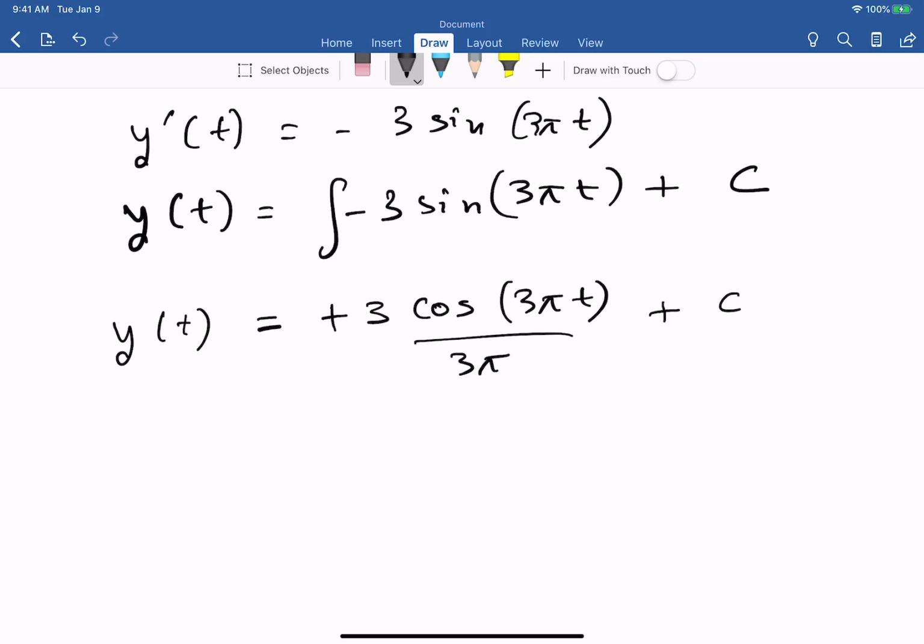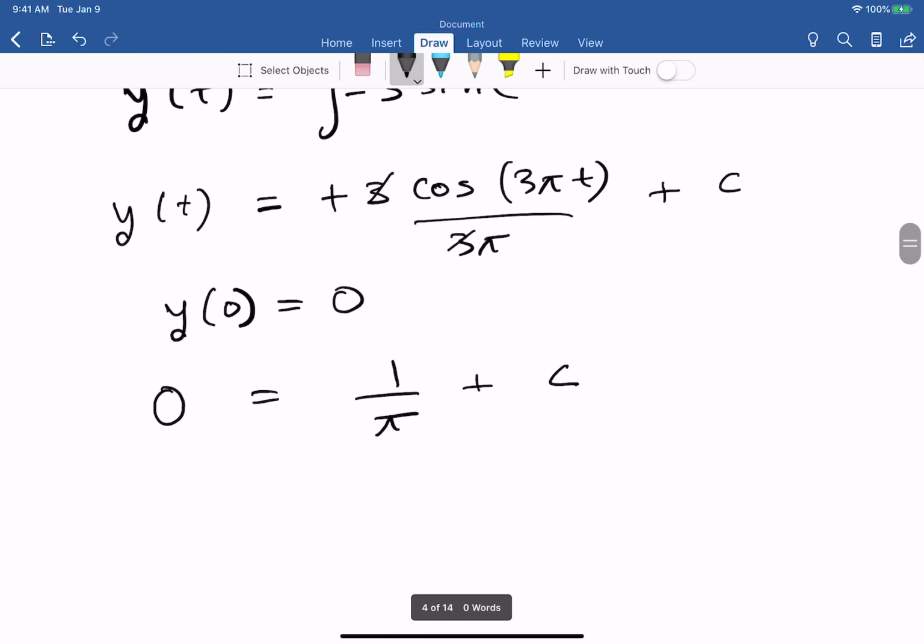All right. So now we need to figure out what this constant c is, and you can cancel out this 3 that appears over here. For that, we use the fact that at t equals 0, y is also equal to 0. So let's plug that in. The left side should be 0. The right side, when you plug in t equals 0, you get cosine 0, which is 1, right? So you get 1 over pi plus c.